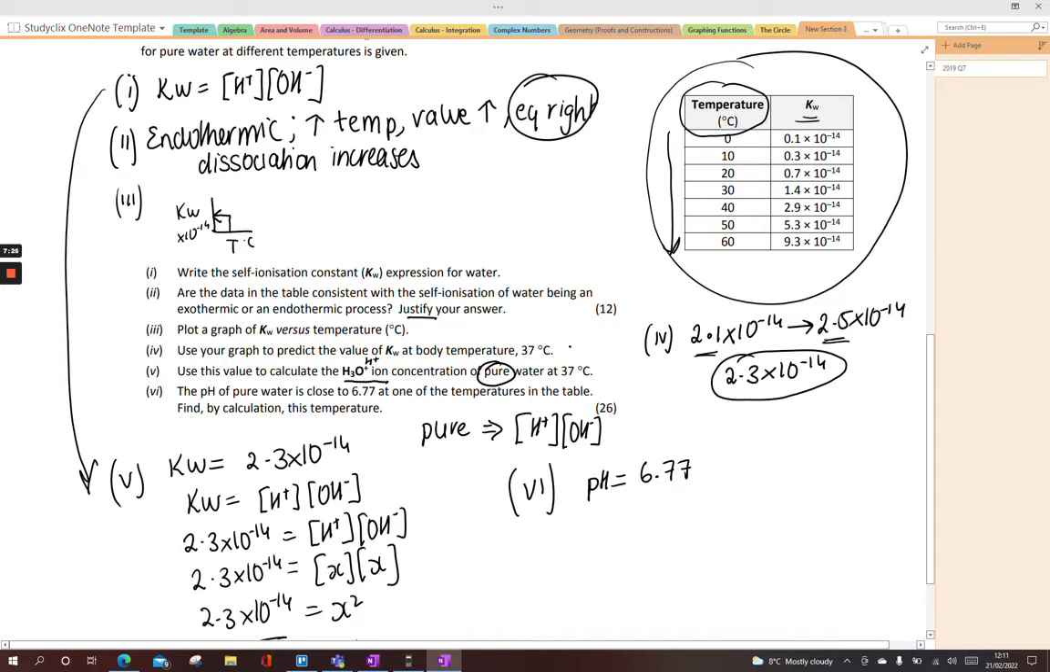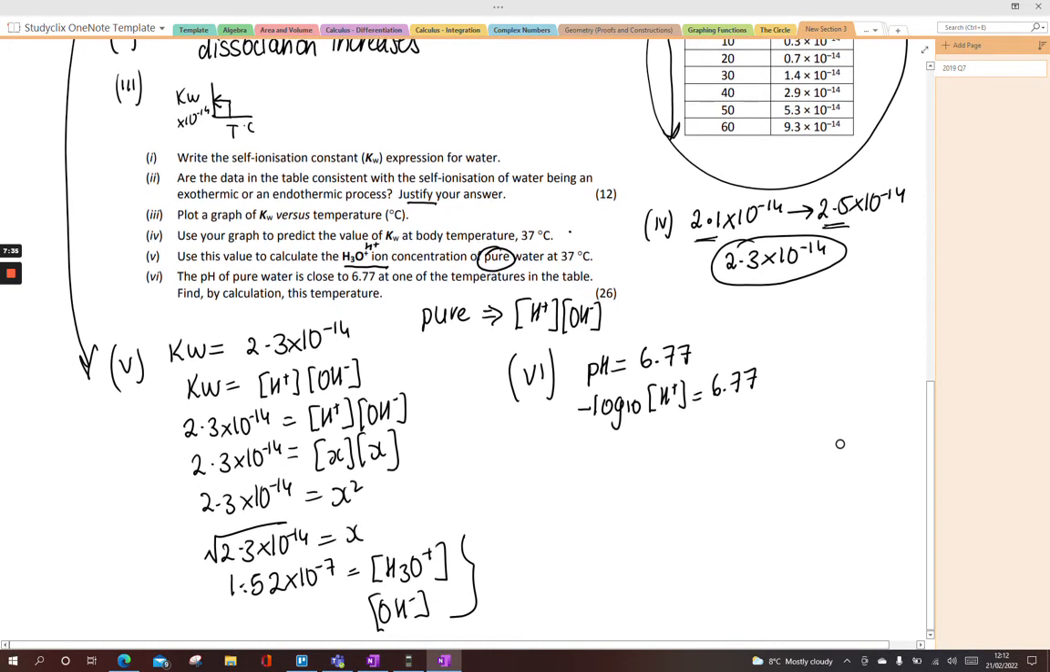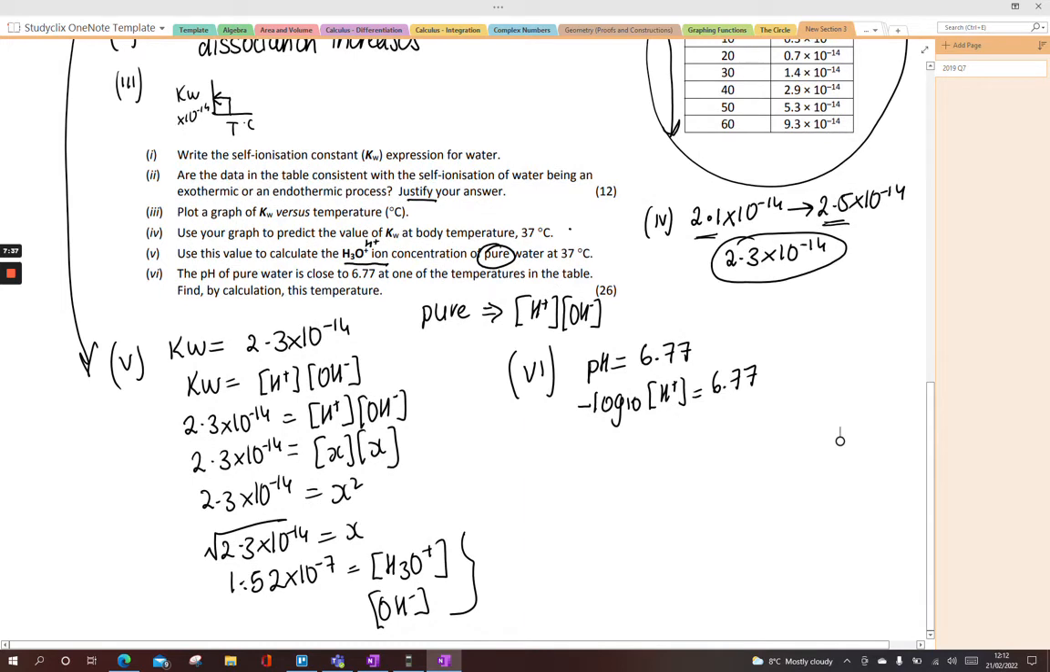What's our formula for pH in chemistry? It's the negative log to the base 10 of the hydrogen ion concentration. Now we're going to work out our hydrogen ion concentration. First thing we do, remember, just bring that minus across to the other side. So log to the base 10 of our hydrogen ion concentration is equal to minus 6.77.